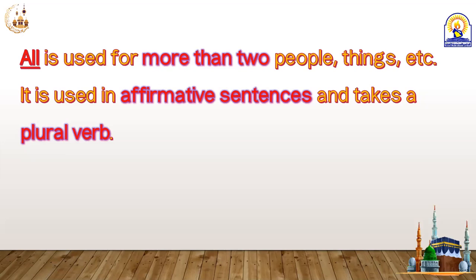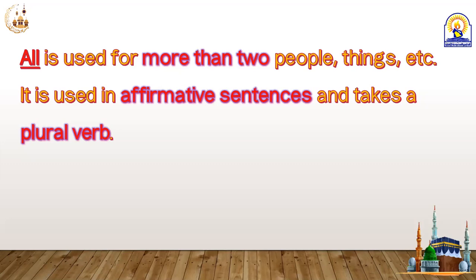All is used for more than two people, things, etc. Not two people, two things, two guys, two cars, two anything. Okay, it's true. It is used in affirmative or positive sentences and takes a plural verb. Okay.